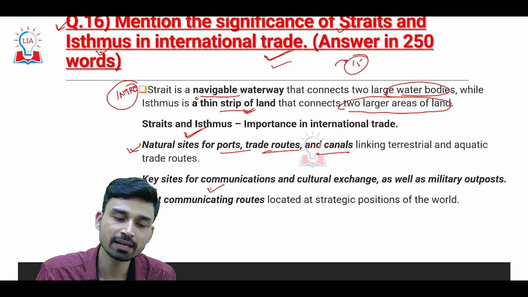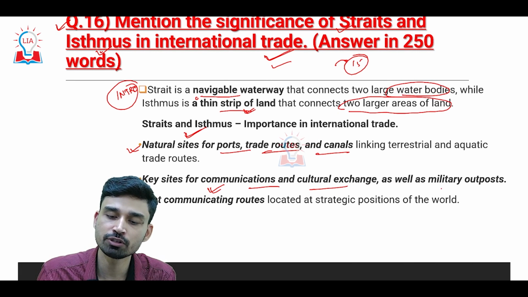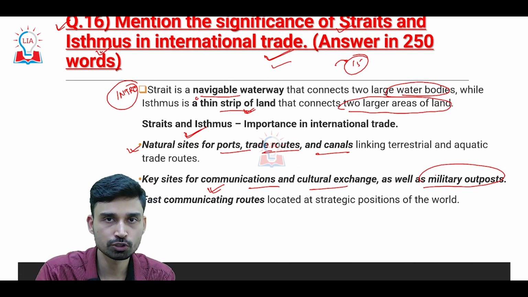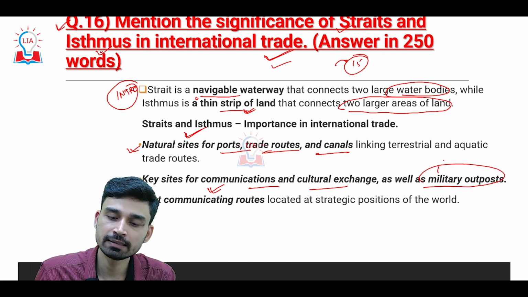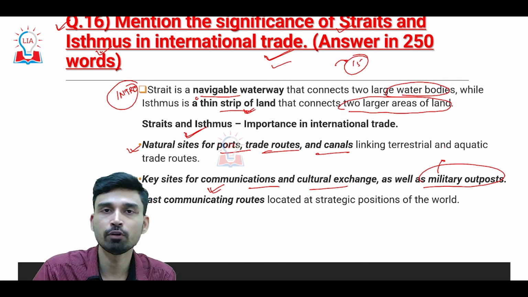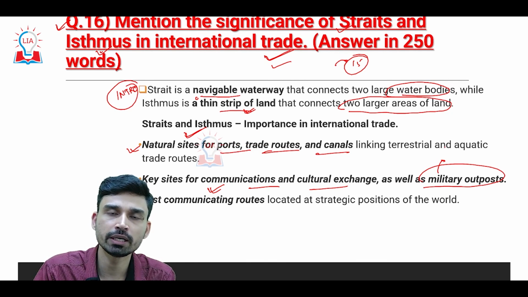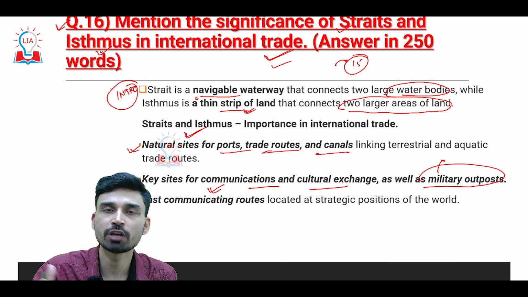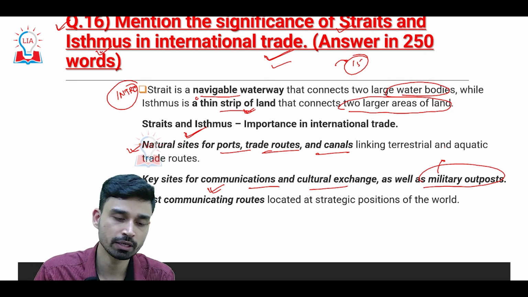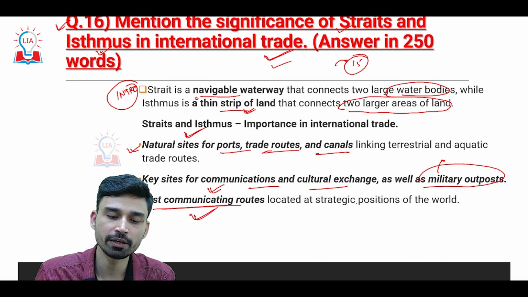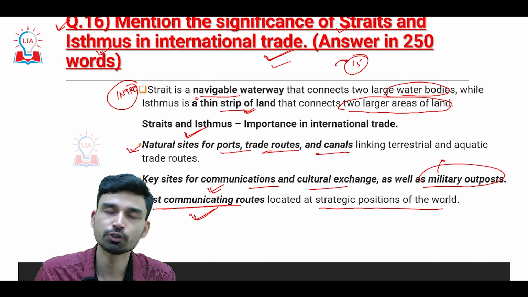Second, these also act as key sites for communication and cultural exchanges, as well as military outposts. In India itself, we have a lot of military outposts near the coastal areas. Similarly, there are many military outposts between China and Taiwan, situated in the Taiwan Strait. These straits and isthmuses also act as fast communication routes located at strategic positions of the world.